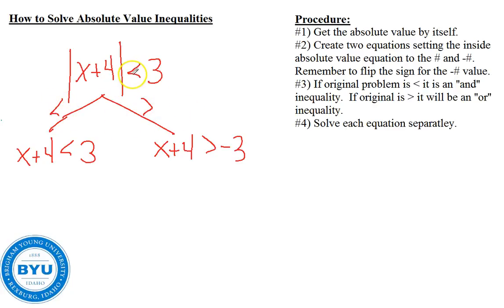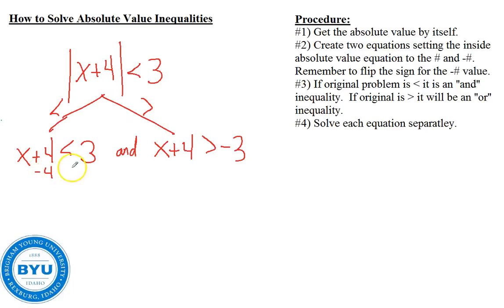Now, when you flip the sign, that means you're multiplying by -1. And so that's why the sign's getting flipped here. And this is why that 3 becomes -3. Once you've set it up, if it's a less than inequality, then we know it's going to be an and inequality. And then we'll solve each part separately.